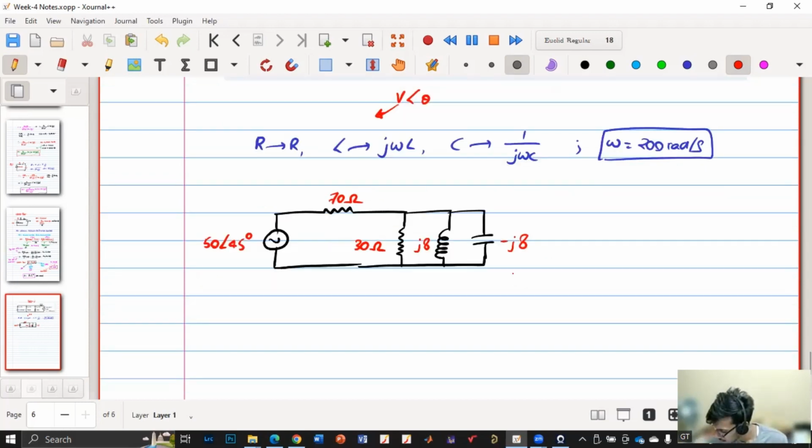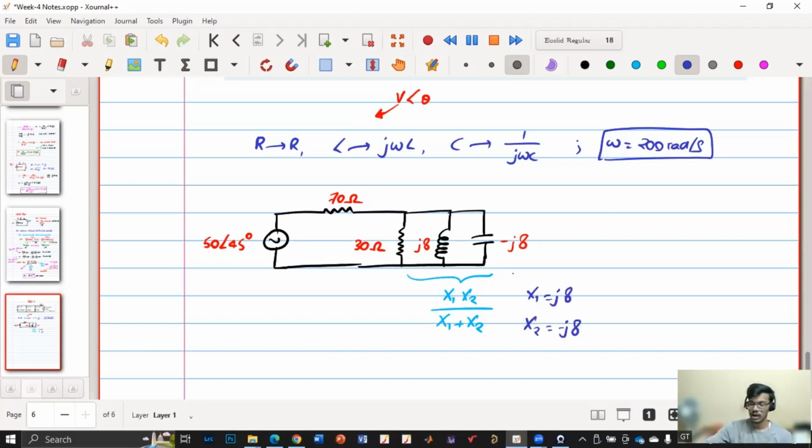So now I'll give you one small task. If you have two impedances in parallel, what will be the net impedance? X1 X2 by X1 plus X2, right? Yes, sir. So now can you calculate for this L and C? So we have X1 to be j8 and X2 to be minus j8. If I want to calculate the net impedance so that I can represent using a single impedance block, and L and C are in parallel, what will be my net impedance X1 X2 by X1 plus X2? Can someone calculate and tell me quickly?